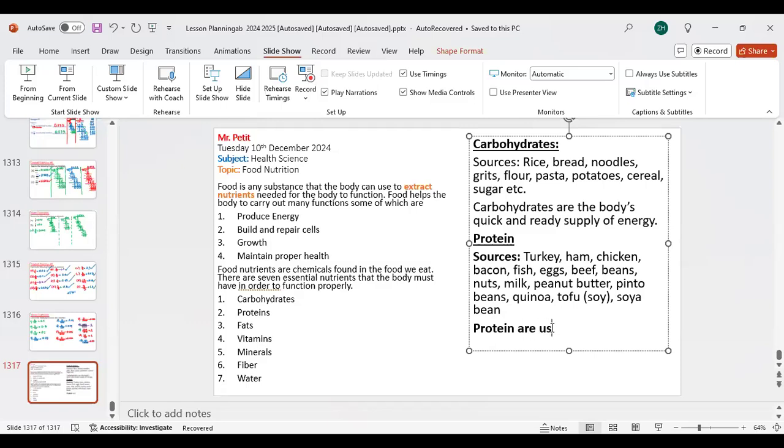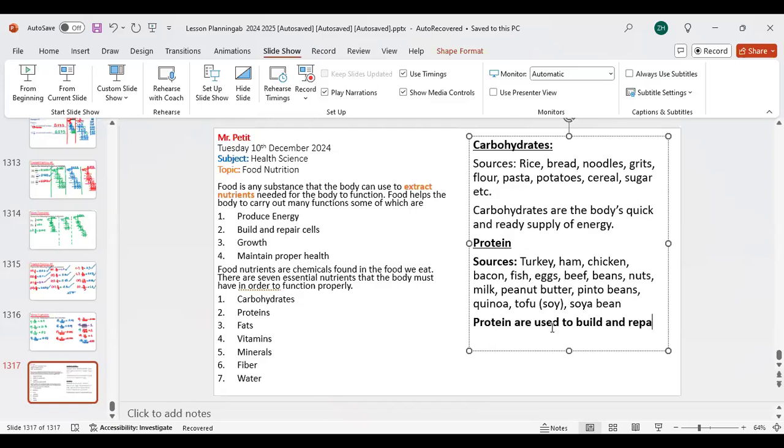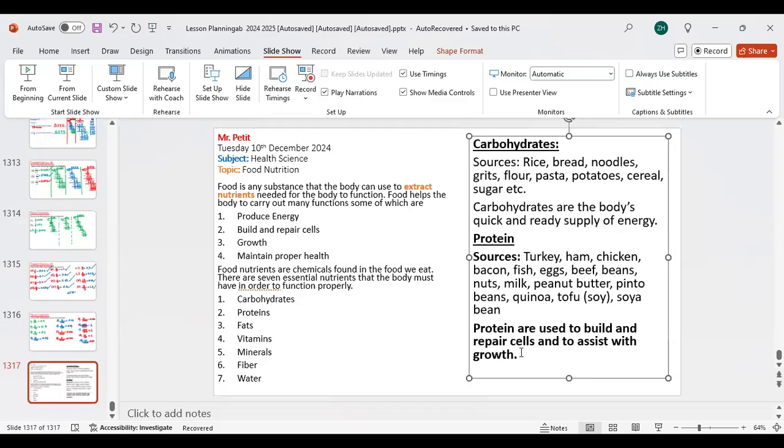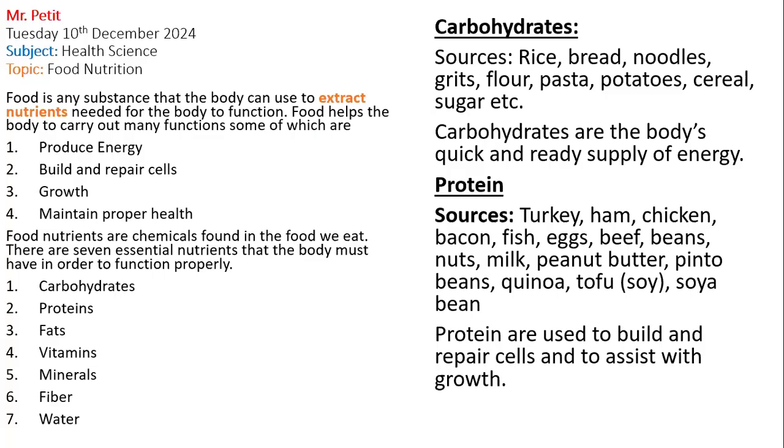Protein is very important because proteins are used to build and repair cells and to assist with growth. If you want to grow strong muscles and stuff like that, you have to get your protein. If you don't have protein, it's just not happening for you. So protein is responsible for building and repairing cells, and it also helps with growth, the growth of muscles, the growth of all kinds, right? All right, so that's it.